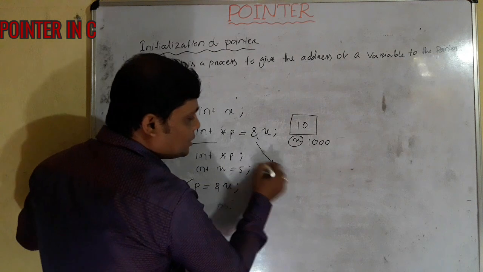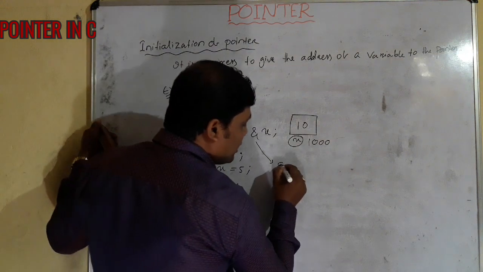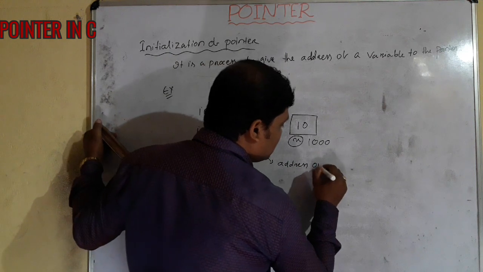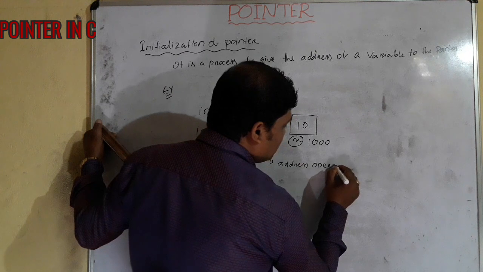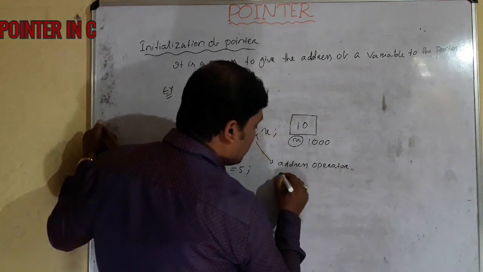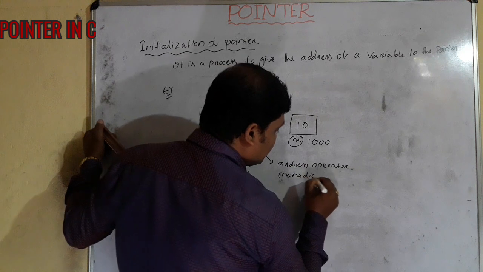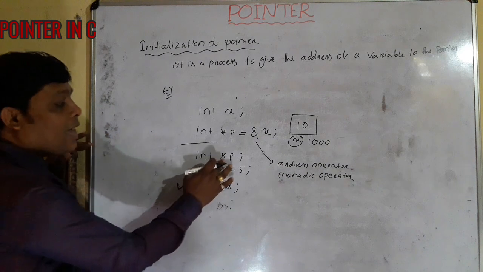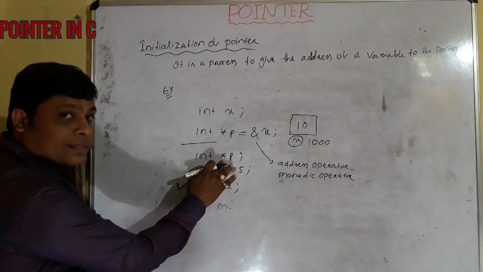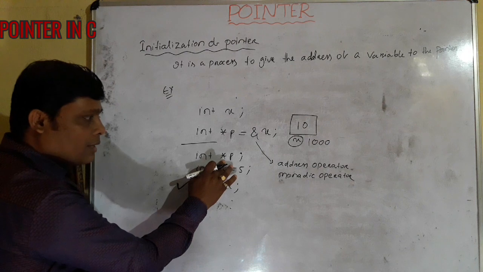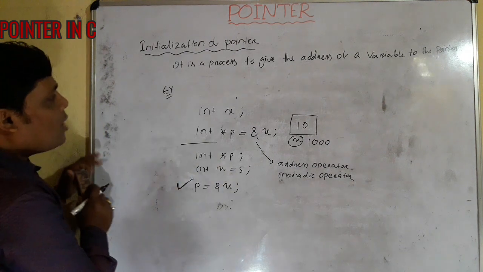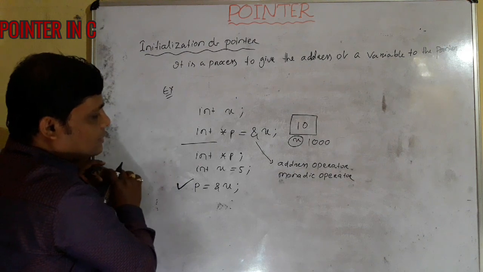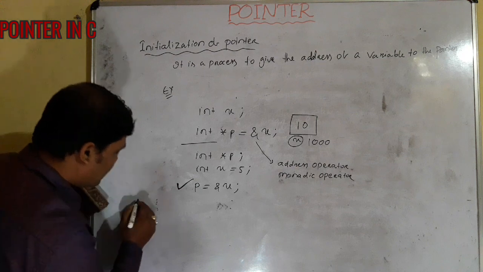And this ampersand symbol is called the address operator or monadic operator. Clear? And star, we know, is the indirection operator or dereference operator. Clear?